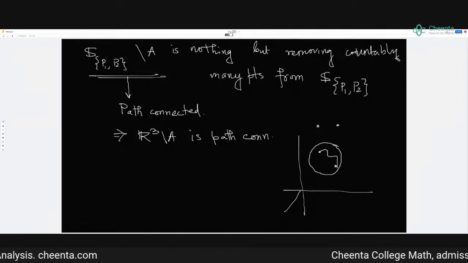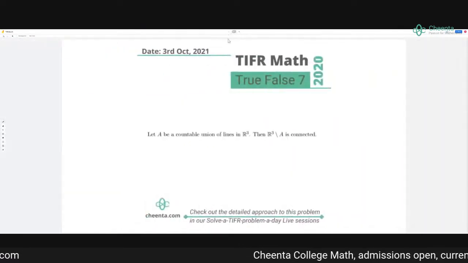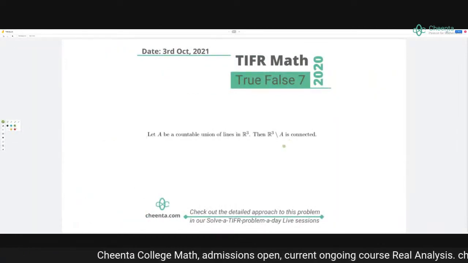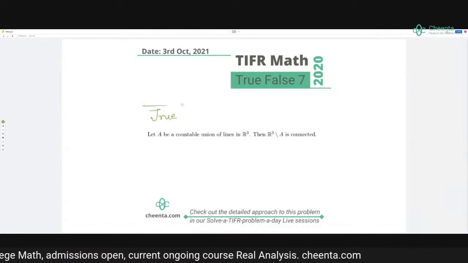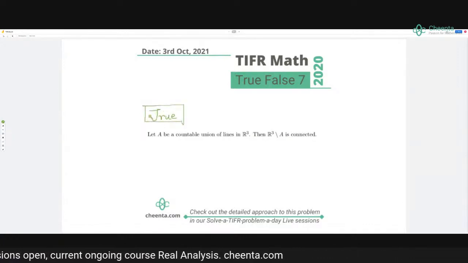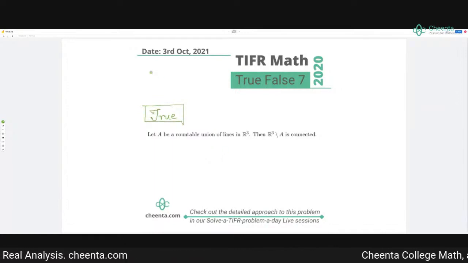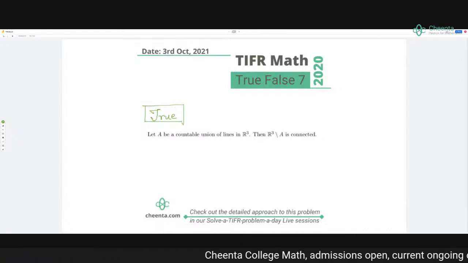Okay, so path connected implies connectedness. Thus this statement is true. So if you remove a countable union of lines from R3, it remains path connected, hence connected.